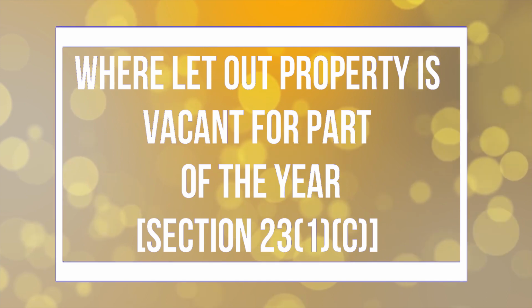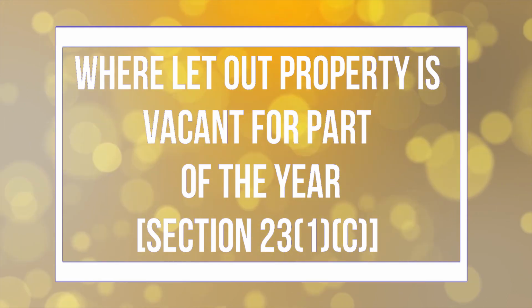Second condition, where let-out property is vacant for part of the year. Where, owing to the vacancy, the actual rent is lower than the expected rent, then the actual rent received or receivable is the gross annual value. That is, if the rent received or receivable is lower than the expected rent because of the vacancy, then only the actual rent received or receivable will be the GAV. In other cases, if the actual rent received or receivable is more, in that case it will be taken as the GAV.